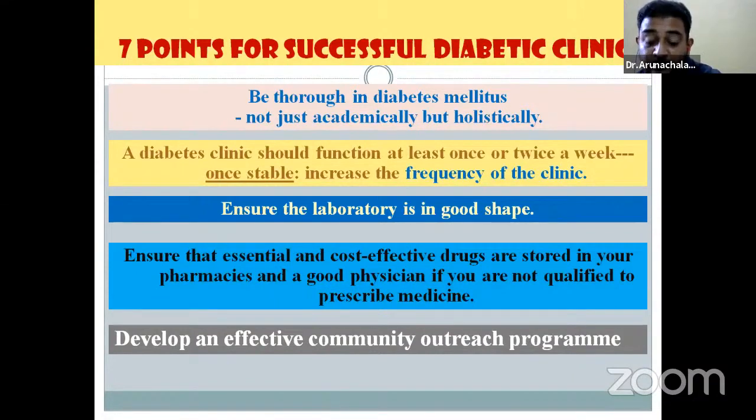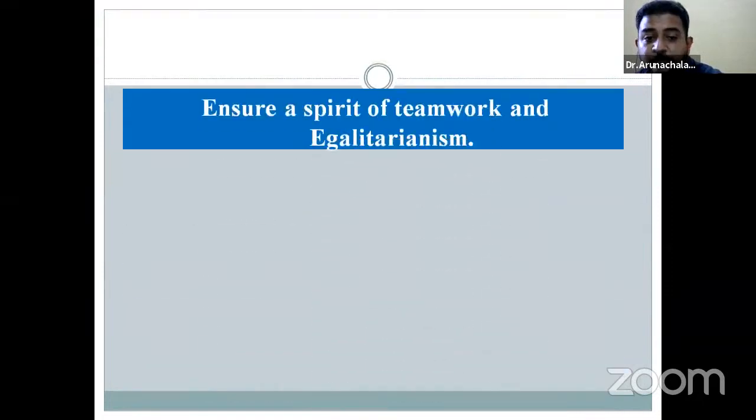Okay, and for that, very important is community outreach program, and ensure a spirit of teamwork. And if you can spell this word at the first attempt, I would be very happy for you, because I felt it very difficult to read this: egalitarianism. That means giving specific. I think Dr. Ravi Prakash would be knowing this.